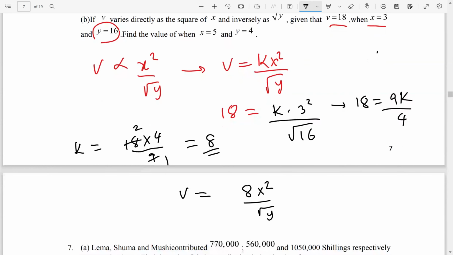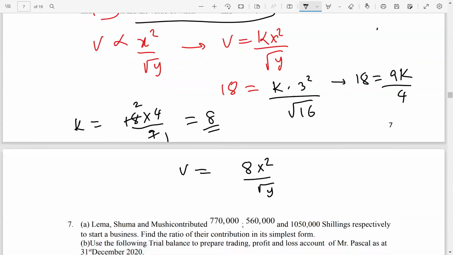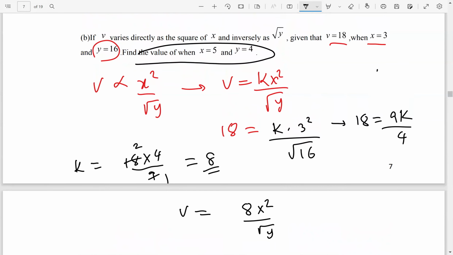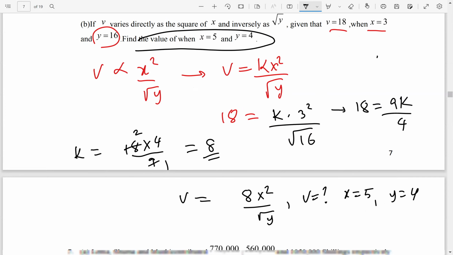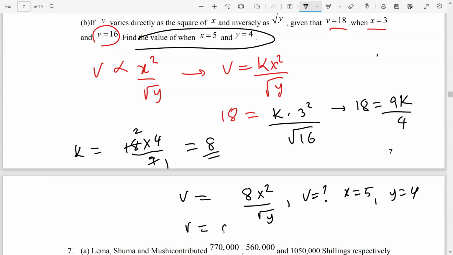So now find the value. Okay, the question is not complete actually, but we have to find the value of V when x equals to 5 and y is 4. So V, dear students, will be 8 times x squared, 5 squared, over square root of 4. It is 8 times 25 divided by 2. You simplify, you're going to get 100. So the value of V is 100, dear students.